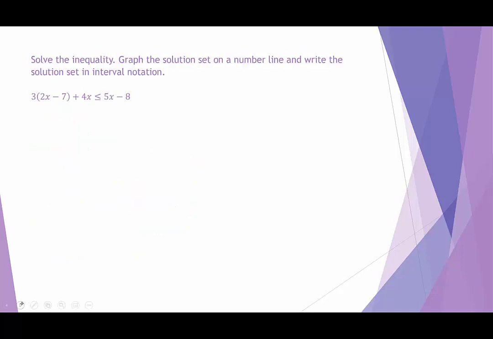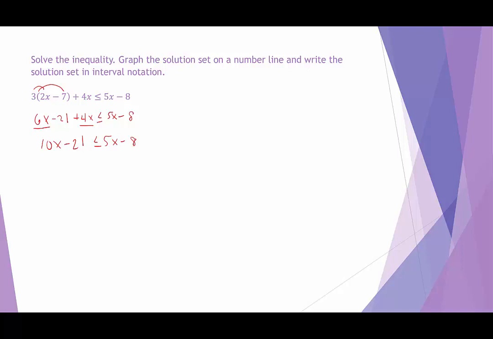In our next example, this is also a linear inequality. So we have multiple variables, we have some simplifying we need to do. Let's jump right to the distribution. So we have 3 times 2x is 6x. 3 times minus 7 is minus 21, plus 4x is less than or equal to 5x minus 8. We'll combine our like terms over here. 6x plus 4x is 10x. So 10x minus 21 is less than or equal to 5x minus 8.